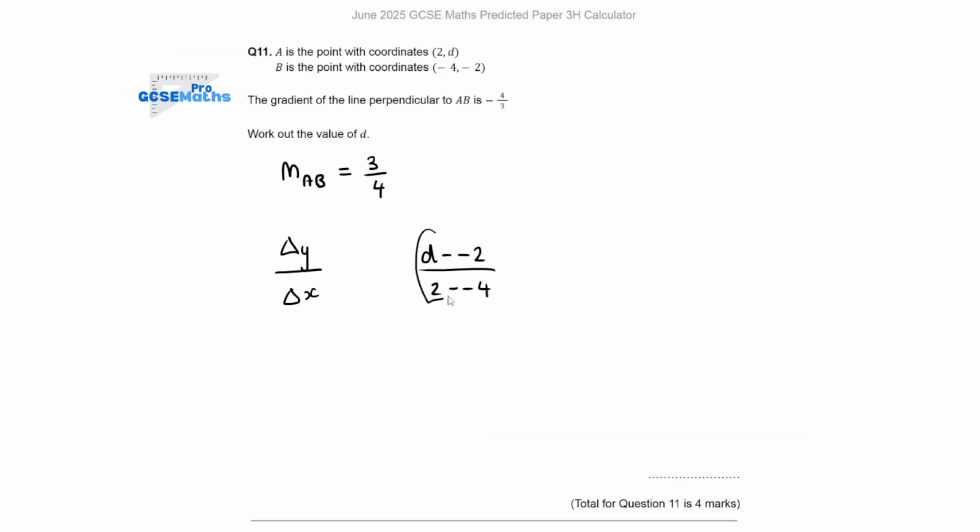As long as you vertically match them up in their coordinates, then that's fine. It doesn't matter which one goes first and which goes second. And that is the equivalent of 3/4, isn't it? That's my equation. So now I'll just solve the equation.